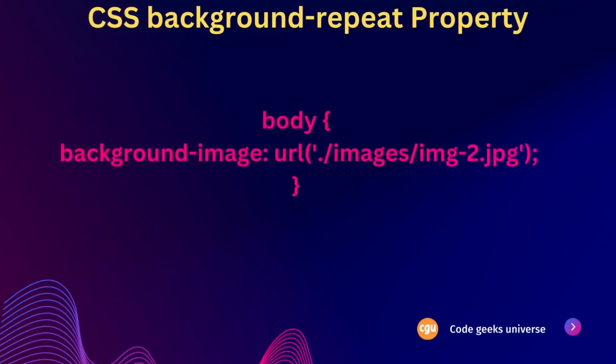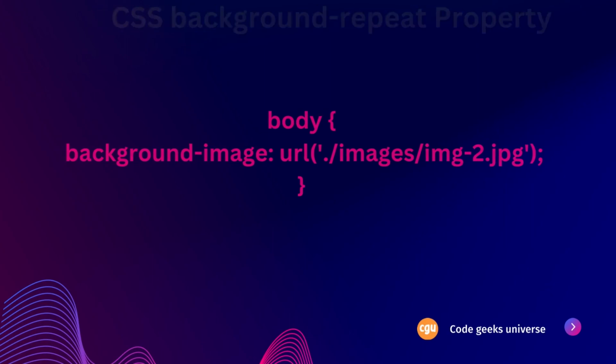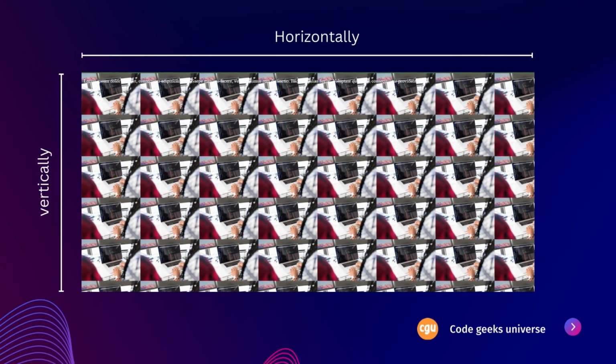Now the third one is background repeat. As you know, by default, when using the background image property, the image is repeated both horizontally and vertically. However, there are situations where certain images should be repeated only in one direction to avoid them looking distorted or awkward.